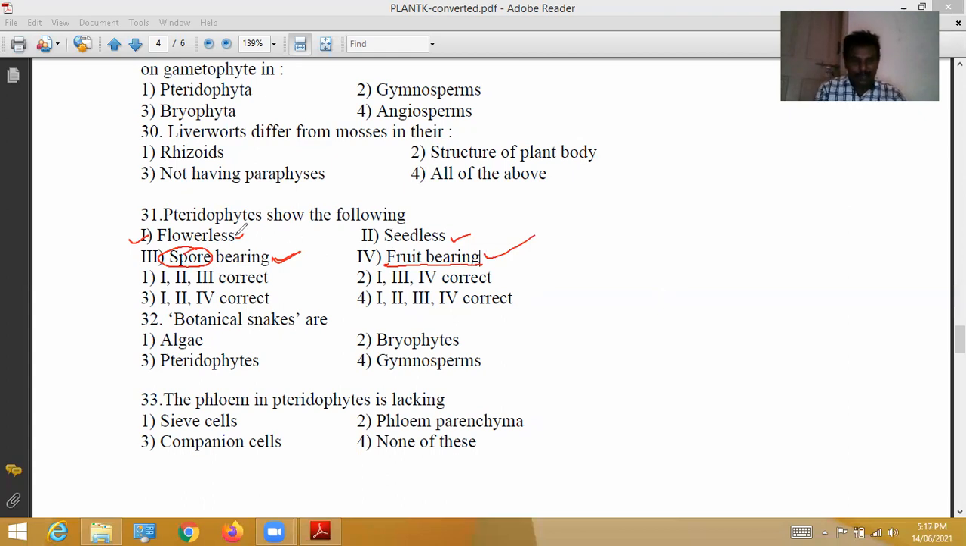So among the four options, the first, second, and third options are correct, but the fourth option is wrong. So the correct answer is the first option. Okay, that's all.